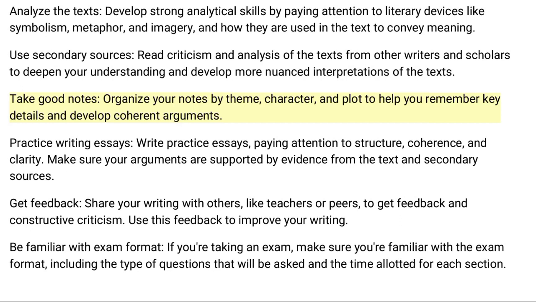Take good notes. Organize your notes by theme, character, and plot to help you remember key details and develop coherent arguments. Practice writing essays. Write practice essays, paying attention to structure, coherence, and clarity. Make sure your arguments are supported by evidence from the text and secondary sources. Get feedback. Share your writing with others, like teachers or peers, to get feedback and constructive criticism. Use this feedback to improve your writing.